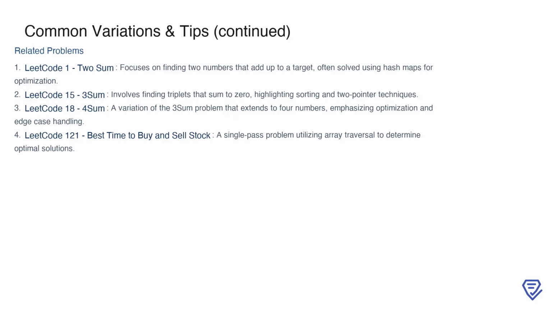Extending this idea, LeetCode 18, 4Sum, builds upon 3Sum by increasing the number of elements to 4, emphasizing the need for optimization and careful handling of edge cases. Finally, LeetCode 121, Best Time to Buy and Sell Stock, is a single-pass problem that showcases how to traverse an array efficiently to find the optimal solution. Exploring these problems can help you recognize patterns and approaches that are applicable to a wide range of scenarios.